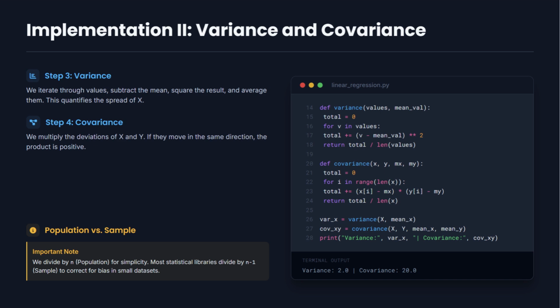Step 4. Covariance function. def covariance(x, y, mx, my): total equals 0, for i in range(len(x)): total plus equals (x[i] minus mx) asterisk (y[i] minus my). Return total divided by len(x). In our data, var_x equals 2.0 and cov_xy equals 20.0. You can see the full code and terminal output on the right. Important note: we are using the population formula, divide by n, for simplicity. In real statistical libraries they often divide by n minus 1 for sample data, but we keep it simple here.